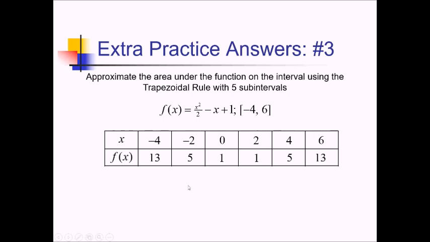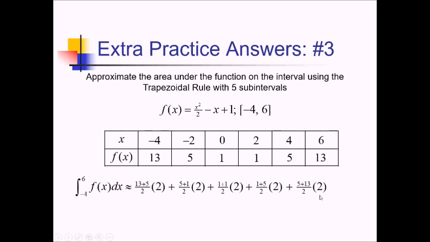So now I have to actually set up all my trapezoid areas. I'm going to say integral of f of x from -4 to 6 is approximately equal to, and here's my first trapezoid. We have a base of 13 plus a base of 5 divided by 2 times a height of 2 to get from -4 to 2. So there's that first setup. And then after that, we have 5 plus 1 over 2 times 2, 1 plus 1 over 2 times 2, 1 plus 5 over 2 times 2, and 5 plus 13 over 2 times 2.